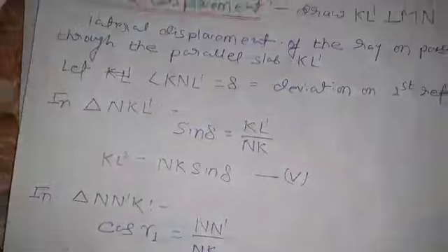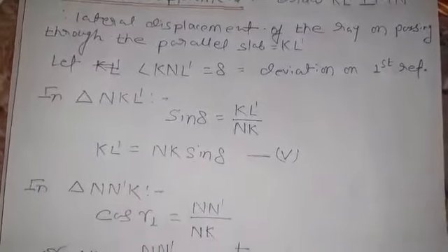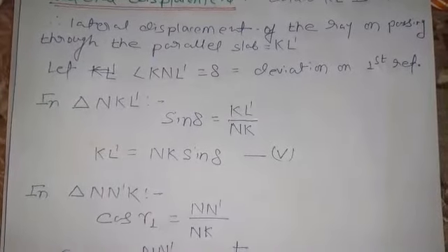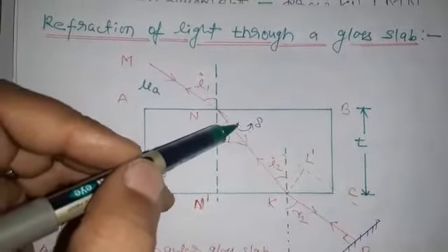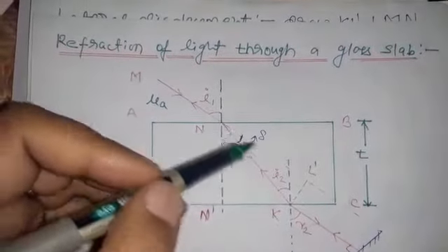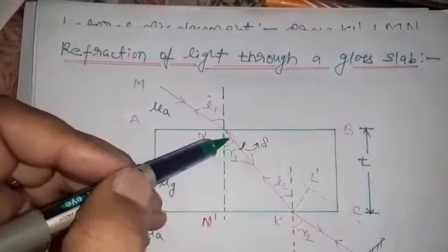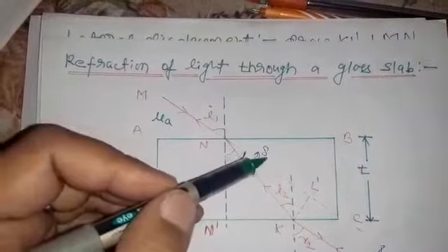So lateral displacement of the ray on passing through the parallel slab, KL dash. Lateral displacement is what? Lateral displacement is your KL dash. So in how much amount your ray will be deviated. You can see here, this ray will be deviated from its original path having angle delta, small angle delta.